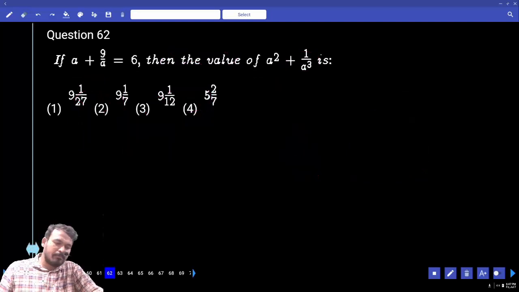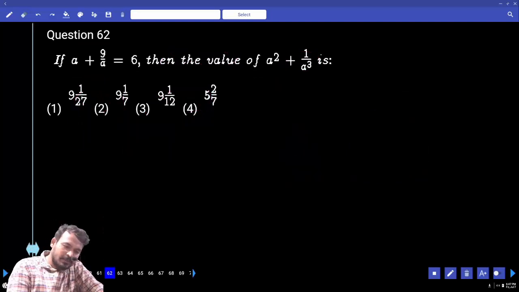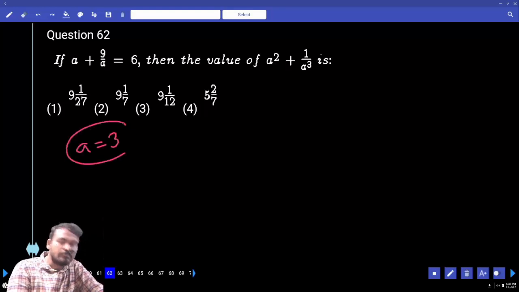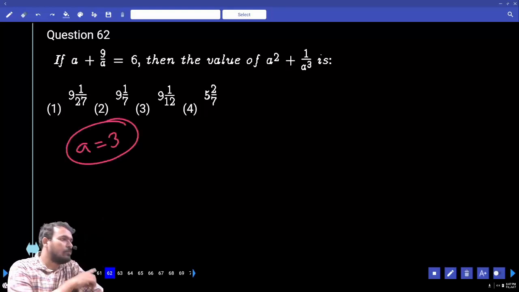Next is 62. a plus 9a by a equal to 6. Substitute the a value 3. a is how much? 3. 9 by 3 means 3. 3 plus 3 is 6. What is the question here?